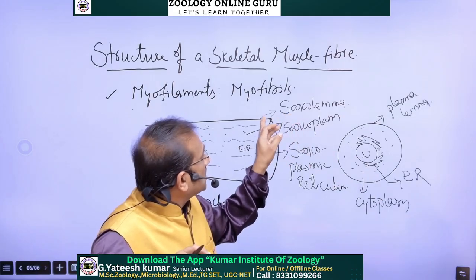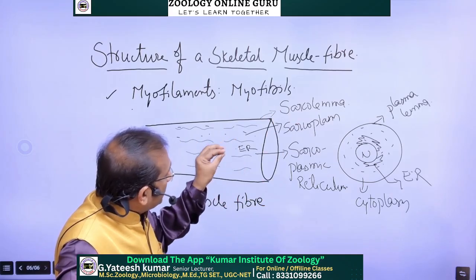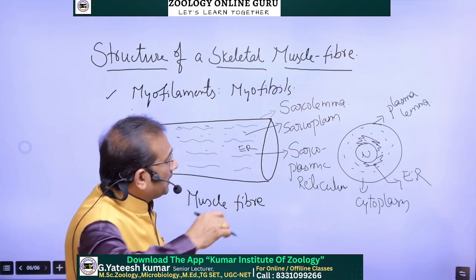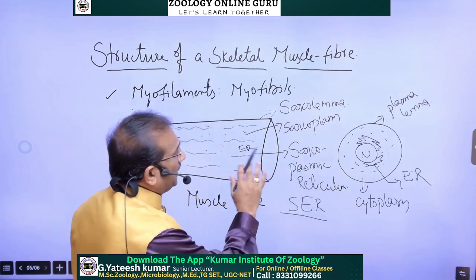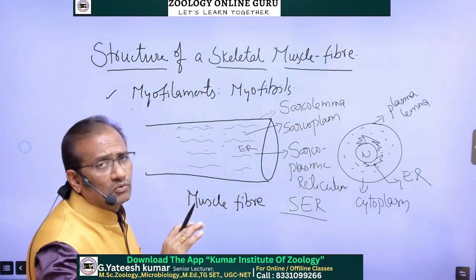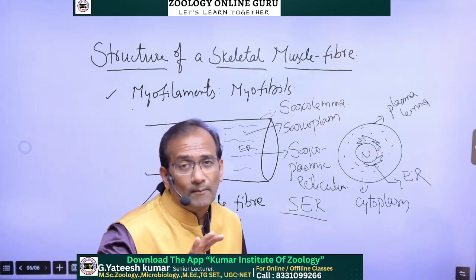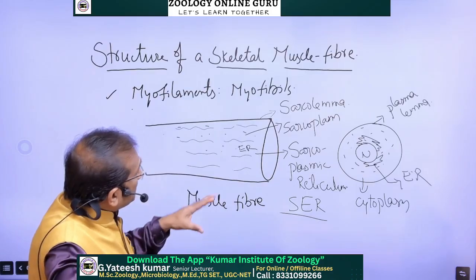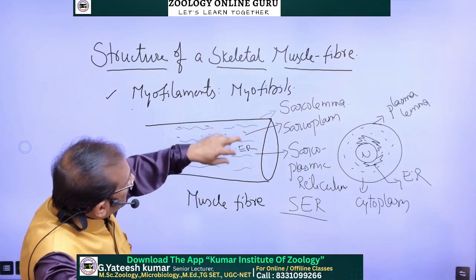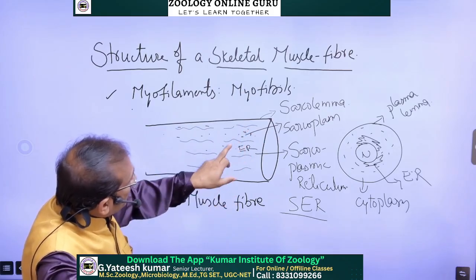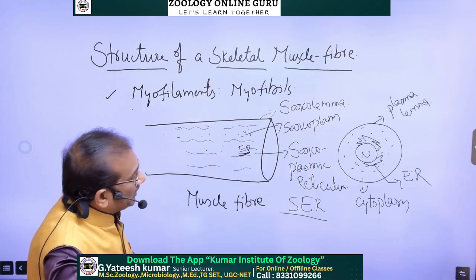Sarcolemma is the outermost covering. The ER present in the muscle fiber is known as sarcoplasmic reticulum, that is, SR. So the names are changed like that. Whenever you find the word sarco, it is dealing with the muscles. So, the outermost covering of the muscle fiber is the sarcolemma, the liquid inside is the sarcoplasm, and the endoplasmic reticulum is the sarcoplasmic reticulum.